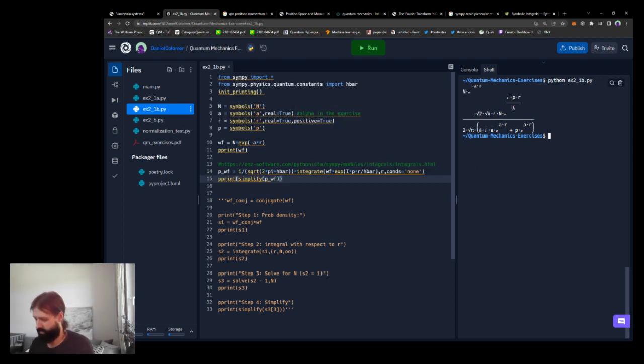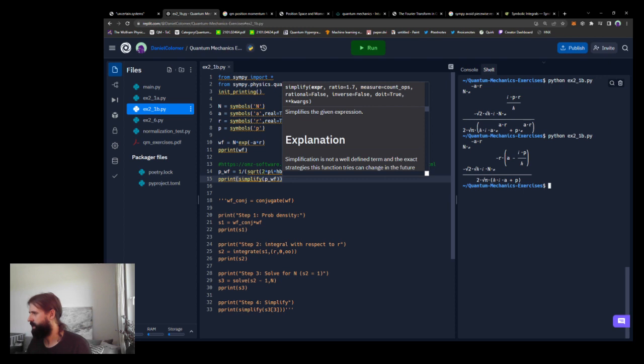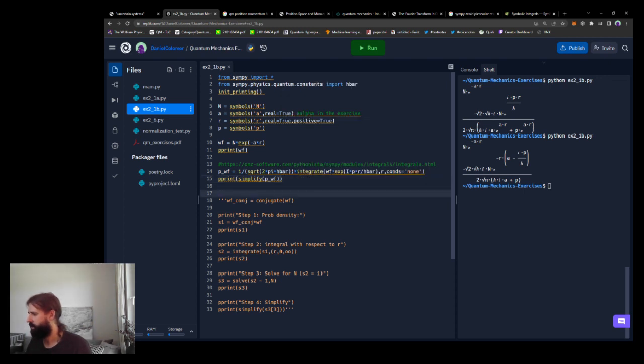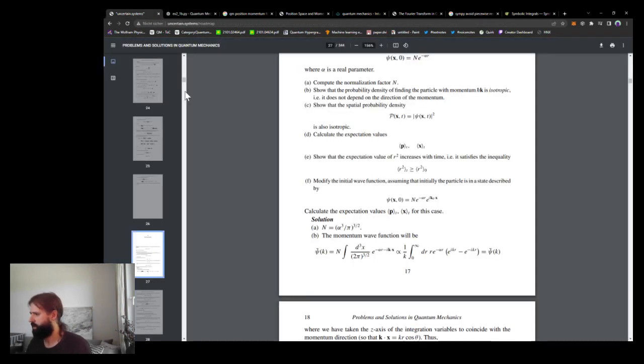Can I simplify? Or is it going to break? Okay, it simplified it like this, whatever that is. But it's funny because now it doesn't have an R. It's just dependent on P. No, it actually does have the R here, which is essentially the same as these here.